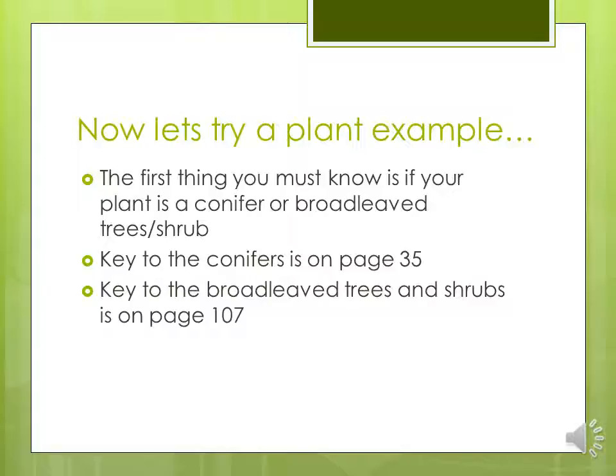So essentially your textbook, Manual of Oregon Trees and Shrubs, is just a large key to plants, and the first thing that you need to know for this book is whether your plant is a conifer or a broadleaf tree or shrub. If you're doing a conifer, you'll go to the key on page 35, and then the key to the broadleaf trees and shrubs is on page 107.